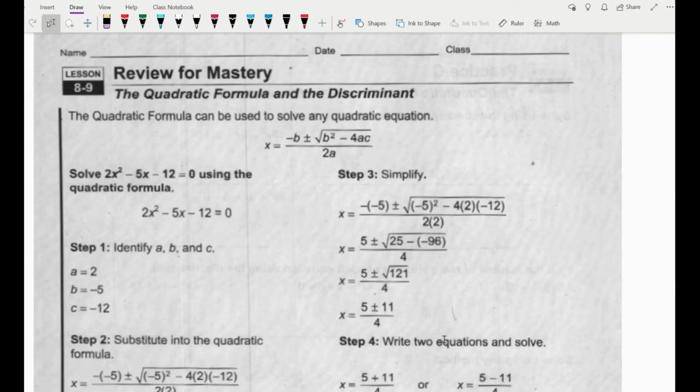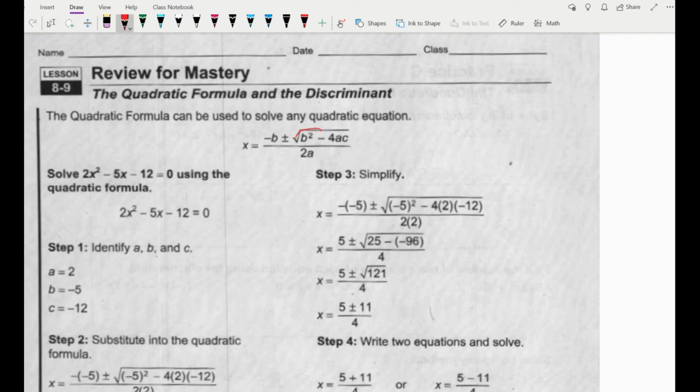In this video, we will go over worksheet 8-9. It is the master review worksheet on the quadratic formula and the discriminant. In the first half of the video, we'll just apply the quadratic formula, and in the second half, we'll explain what the discriminant is. But just for a short preview here, the discriminant is this part of the quadratic formula.